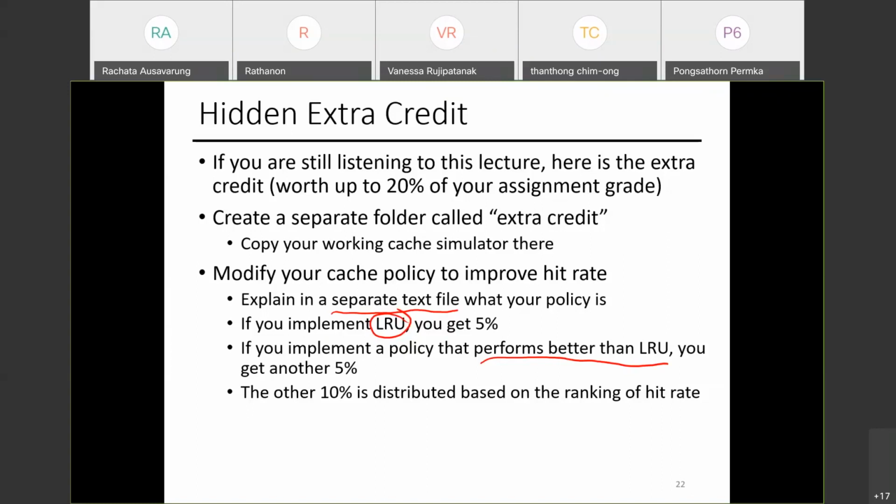It's kind of like you all compete to build a better theme park in a simulation game. Now I'm just asking you to compete and build a good cache.